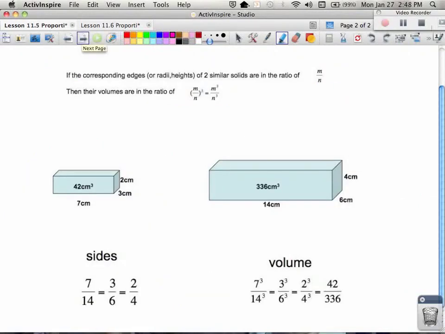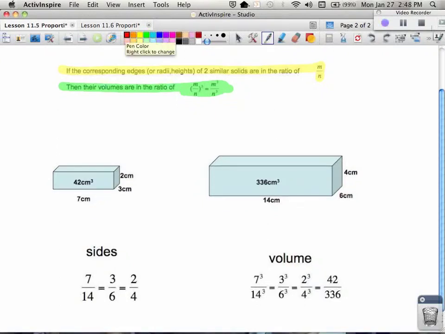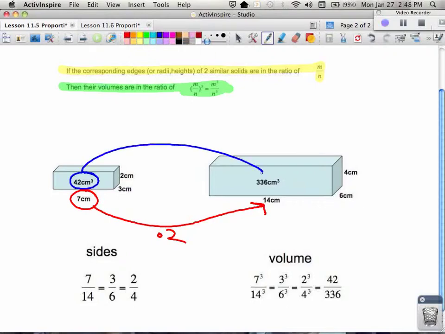This also works in volumes, but instead of squaring, this time we cube. So again, looking at the corresponding sides, we have m to n, but looking at their volumes, we have m cubed to n cubed. So what does that mean? In practical purposes, going from one side of 7 to the other side of 14, I am doubling the side, which means I'm multiplying by 2. But when you look at volumes, to go from 42 to 336, I'm multiplying by 4.